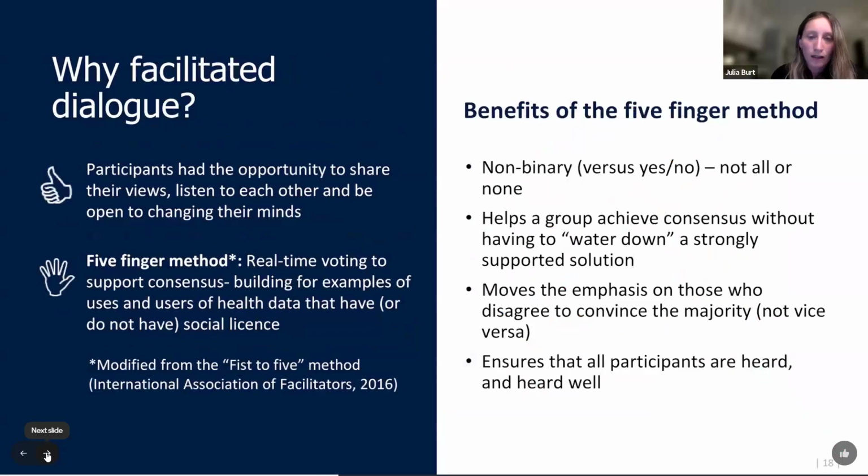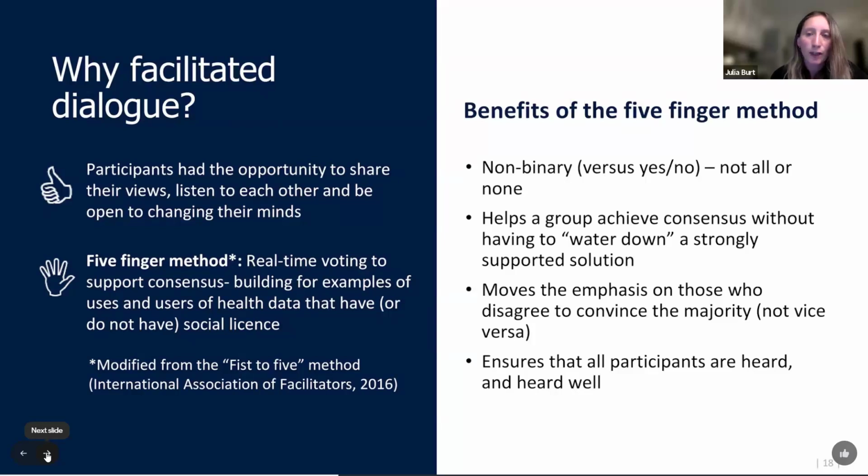So just a little bit more about the facilitated dialogue approach. As mentioned, the participants were involved in 2 facilitated dialogue sessions in English and French, where they had the opportunity to share their views, listen to each other, and be open to changing their minds after listening to others. But facilitators did make it clear that no one should feel pressured to change their mind on their views. As I mentioned, the first session focused on essential requirements for health data social license, and the other focused on examples of uses and users that were within or not within social license.